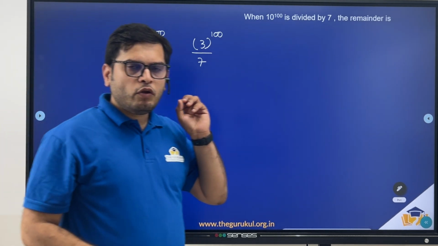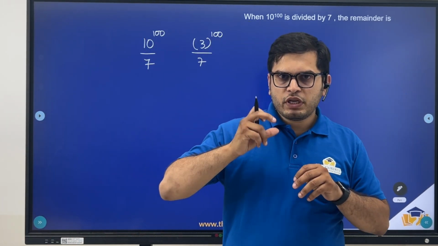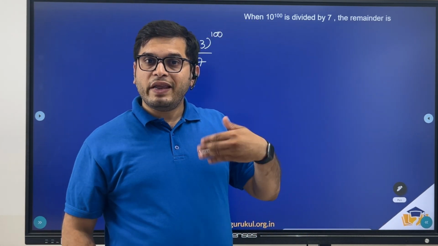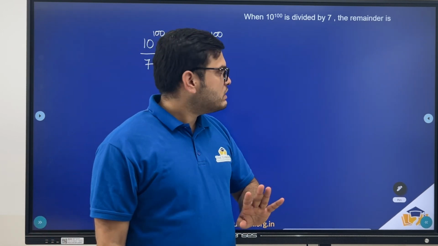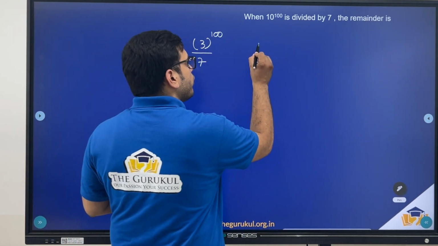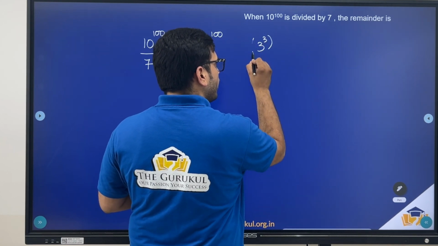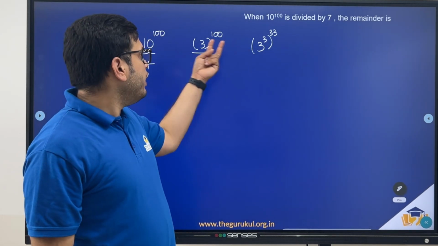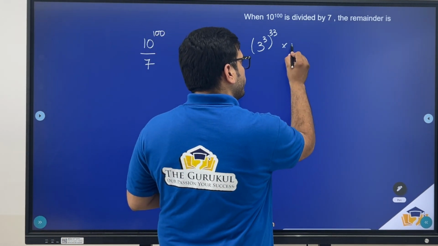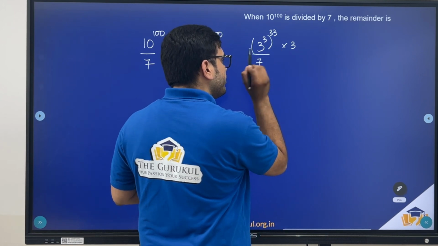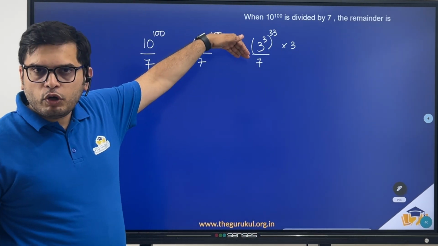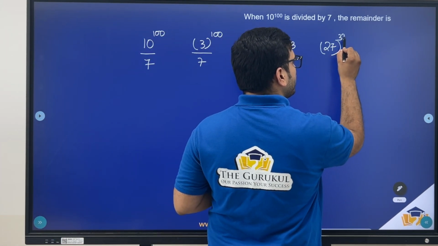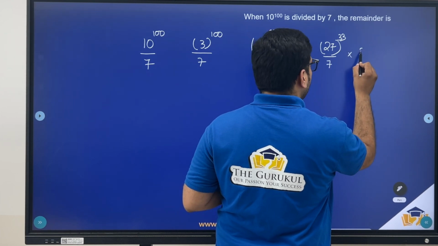Right. Now first you need to find the term in the form of 3 power something closest to a multiple of 7. Right. So 3 cube, 27, is closest to a multiple of 7, right. So let me write this as 3 cube power 33. So 3 into 33 is 99, but we need to have 3 power 100. So let me multiply this with 3 and let me divide this with 7. Now what is 3 cube? 27. So 27 power 33 into 3 divided by 7.